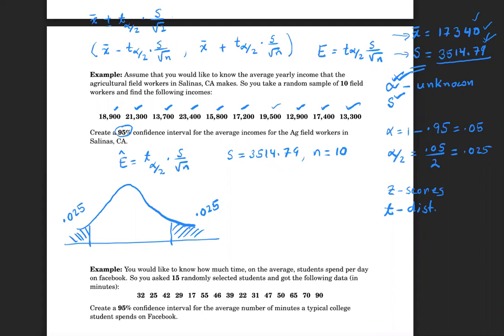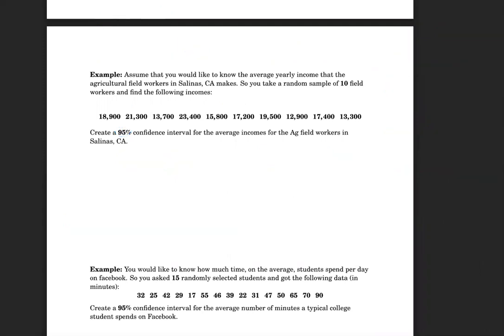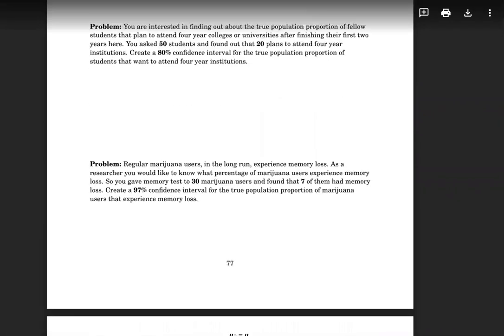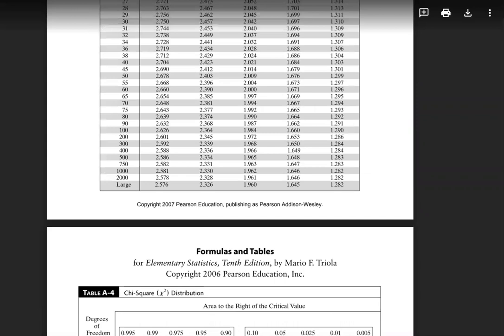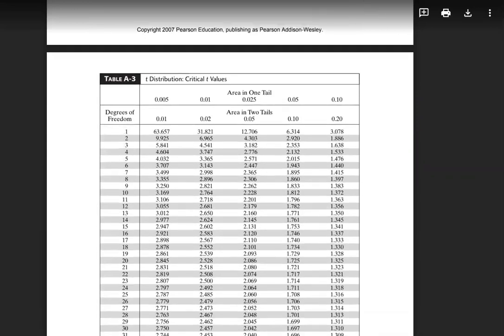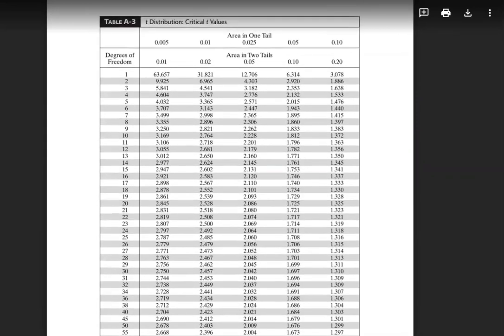Now let's go ahead and work on it. Now let's go back to the table. Everybody go back to the table, and I'm going to clear the screen for a second and I'll come back to it. Okay, that's the table we are looking at.